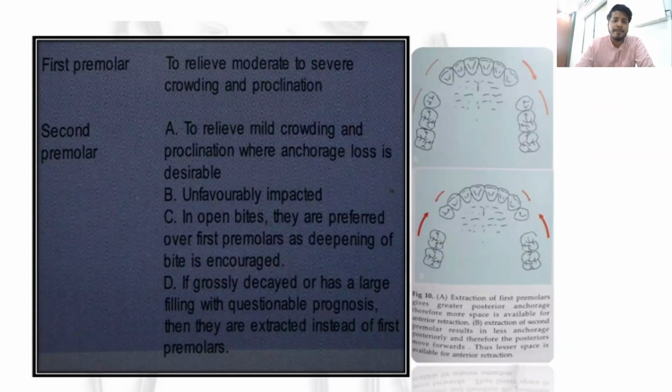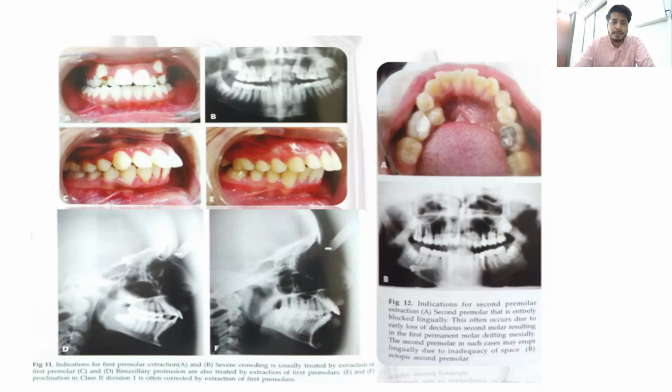First premolar: to relieve moderate to severe crowding and protrusion, you can extract the first premolar. That is the most commonly extracted tooth for orthodontic purposes. And the second premolar: if you want to relieve mild crowding and protrusion where anchorage loss is desirable, in such cases you can extract the second premolar. Or if it is unfavorably impacted, or in open bites. If you extract the second premolar in open bite cases, there will be deepening of the bite. So such things can help in the treatment. These are the cases where you can extract.